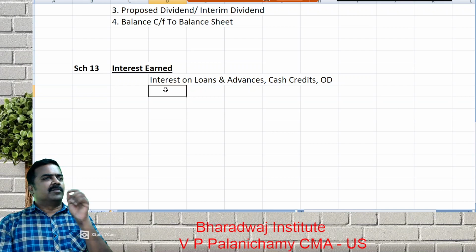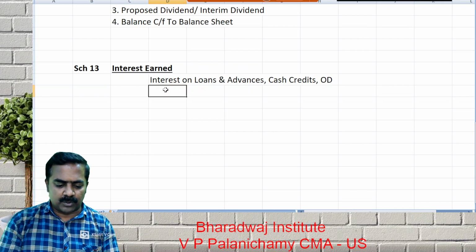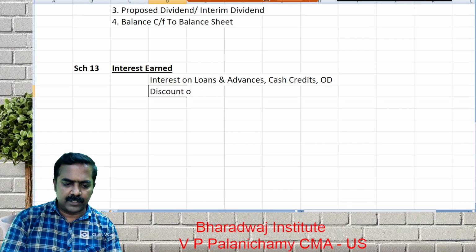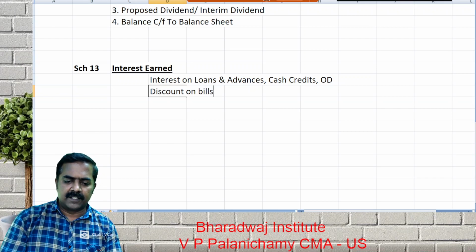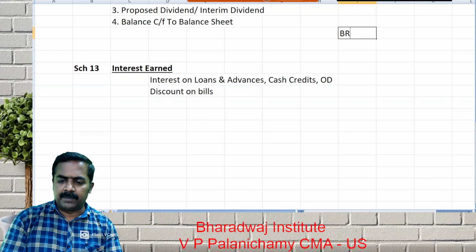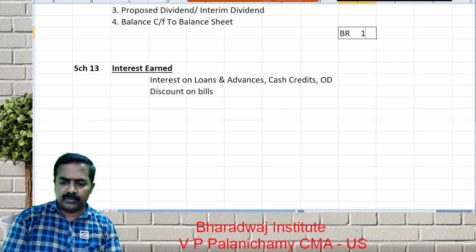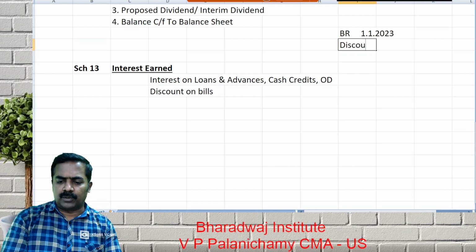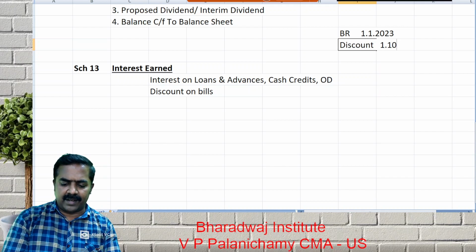Wait. Maybe you would have learned in the bills of exchange chapter, discount on bills. For example, let's assume you are holding a bill receivable maturing on 1st January 2023. You are discounting the bill on, let us assume, 1/10/2022.